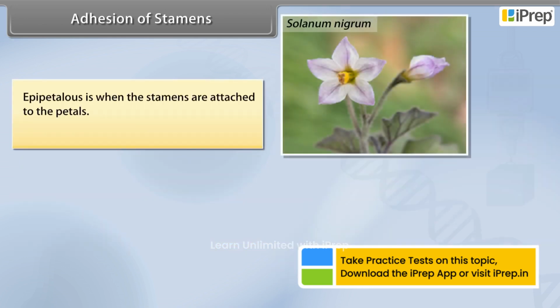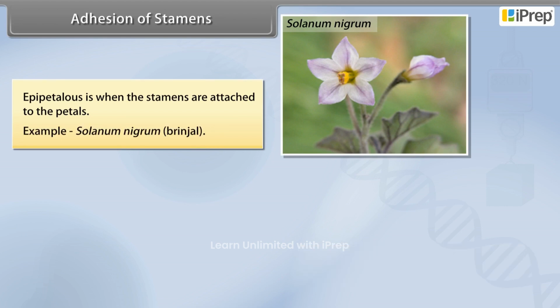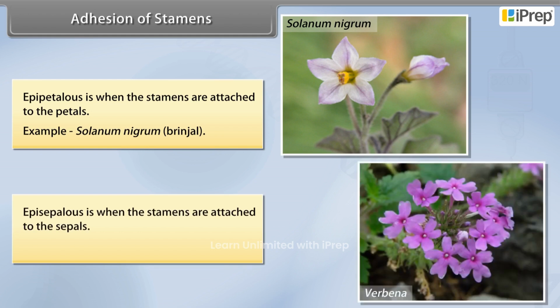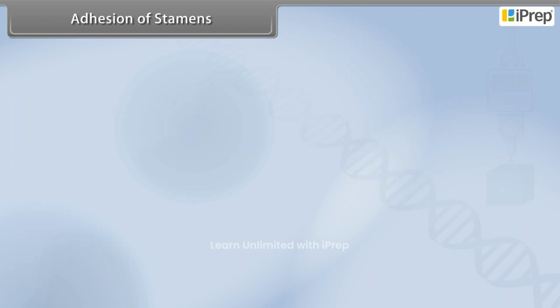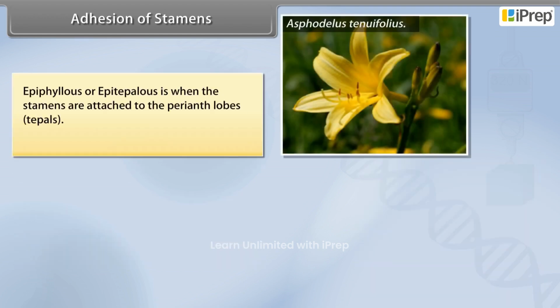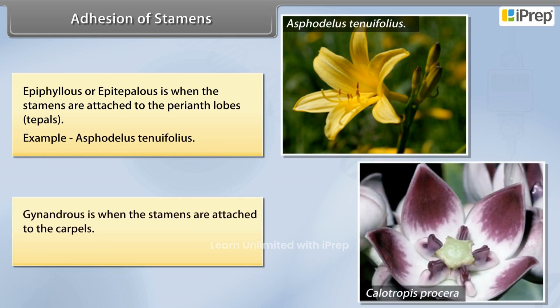Epipetalous is when the stamens are attached to the petals. Example, Solanum nigrum, brinjal. Episepalous is when the stamens are attached to the sepals. Example, Verbena. Epiphyllous or epitepalous is when the stamens are attached to the perianth lobes, the tepals. Example, Asphodelus tenuifolius. Gynandrous is when the stamens are attached to the carpels.